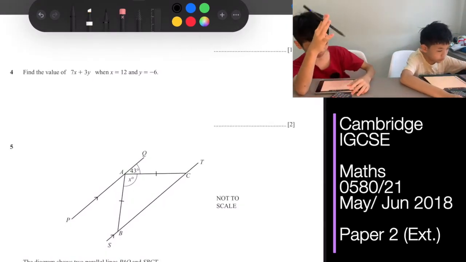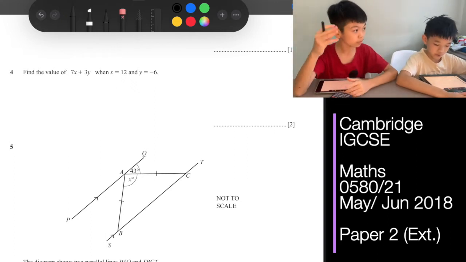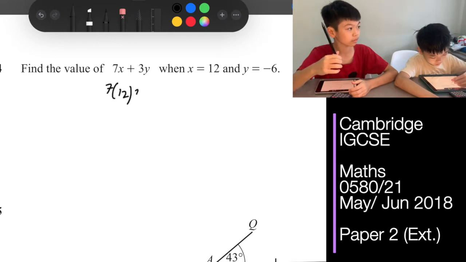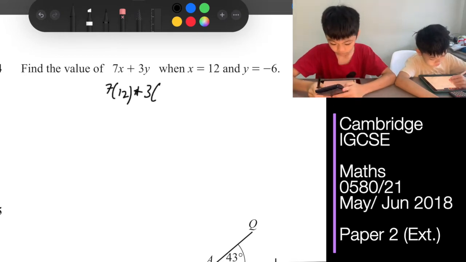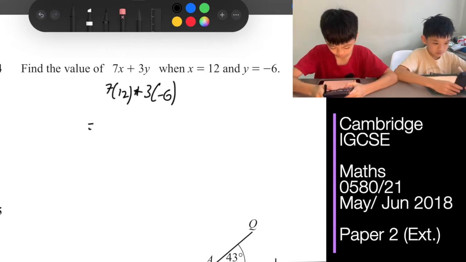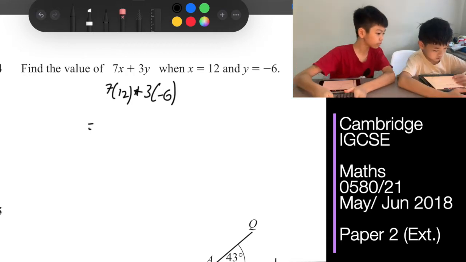Okay, for question 4, we need to find the value of 7x plus 3y when x is 12 and y is negative 6. So it is 7 times 12 plus 3 times negative 6, which is equal to 66.